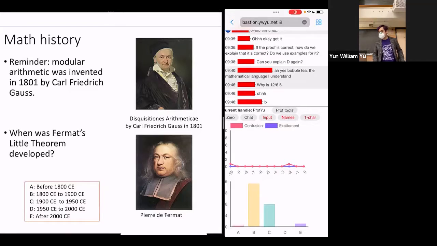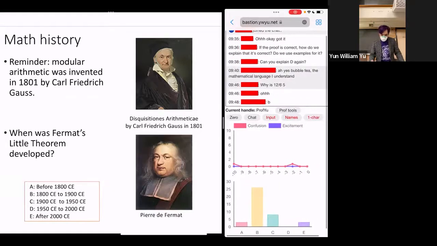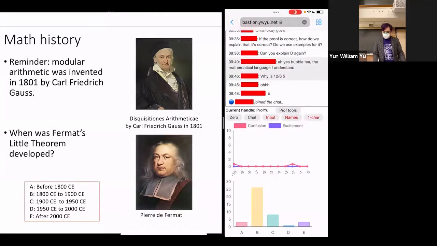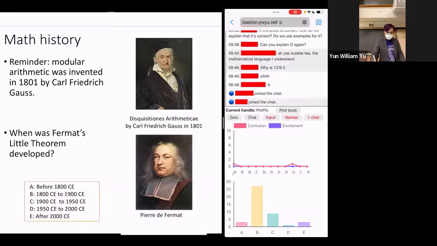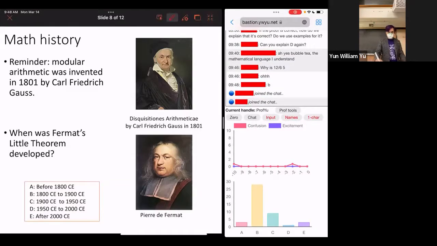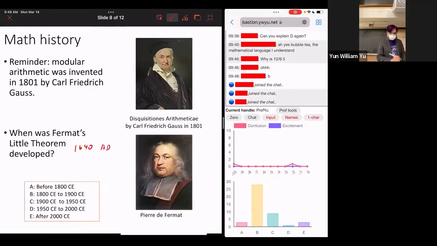Okay, so people think it happened pretty shortly after people invented modular arithmetic. So it turns out that the answer, and Pierre de Fermat was the one who actually did this, is that it was proven in 1640 AD. So the answer is actually A. Fermat had Fermat's little theorem even before people invented modular arithmetic. How is that the case?